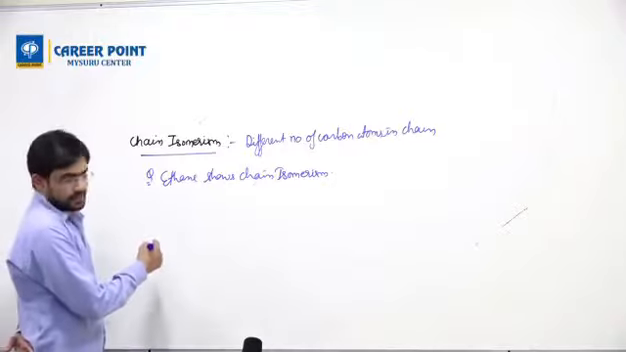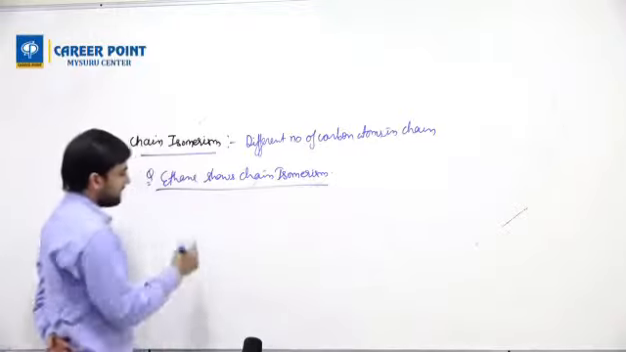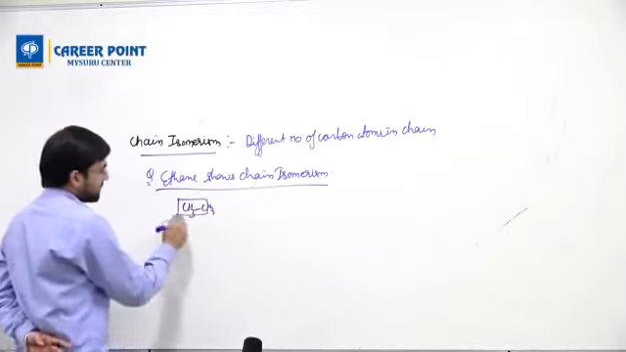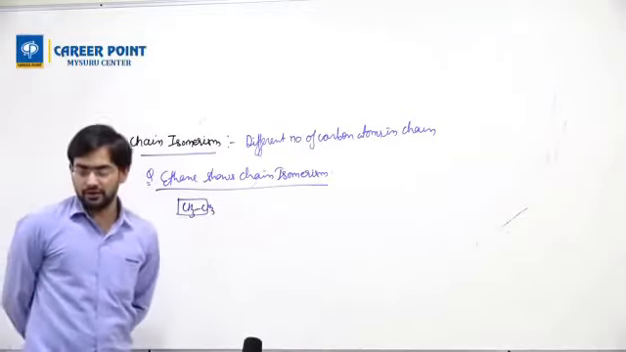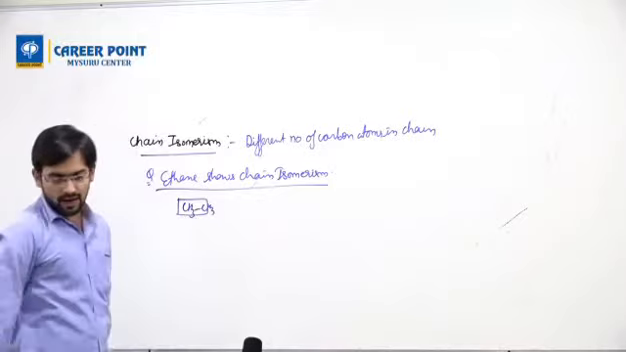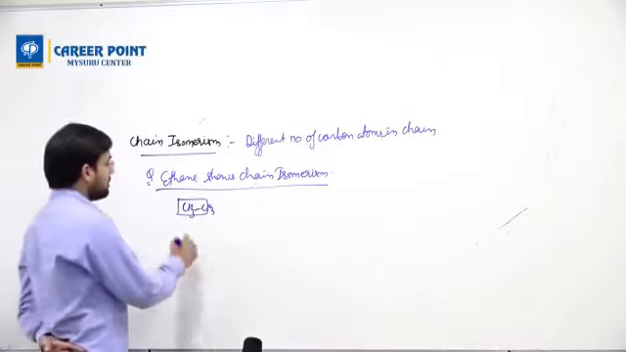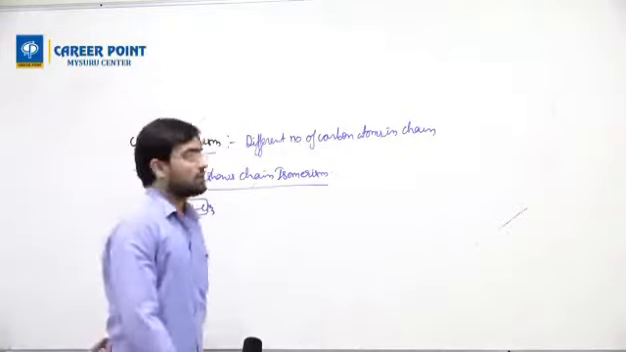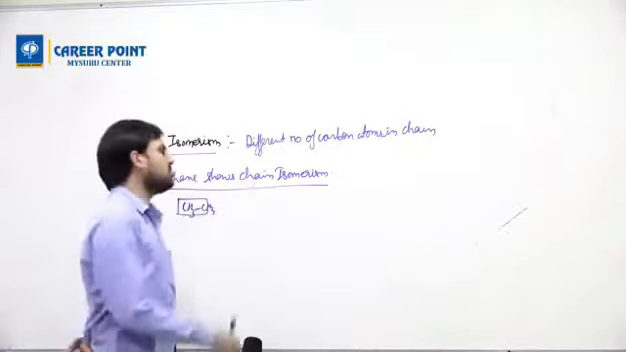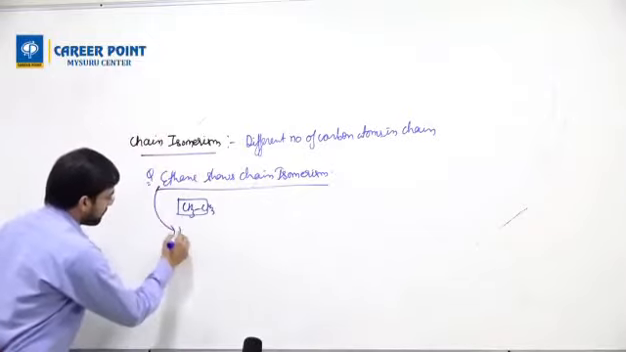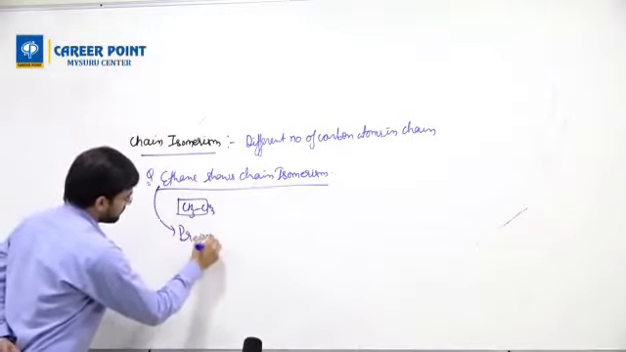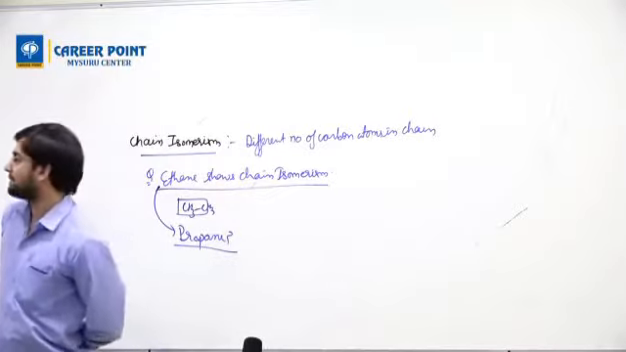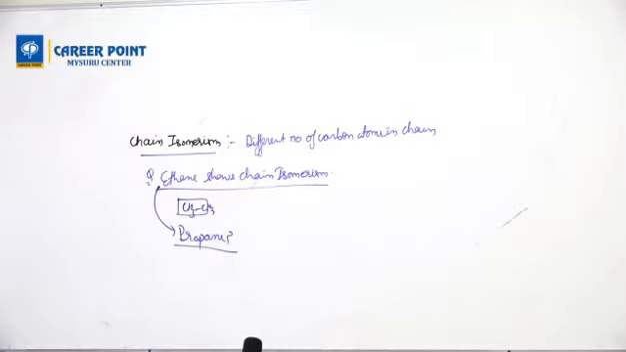So the answer is it won't show chain isomerism because if you write CH3, CH3, the maximum number of carbon atoms is 2 only. If you arrange it in any manner, you will get a 2 carbon chain only. So you cannot have a different number of carbon chain. So ethane does not show. What about propane? Will propane show or not?